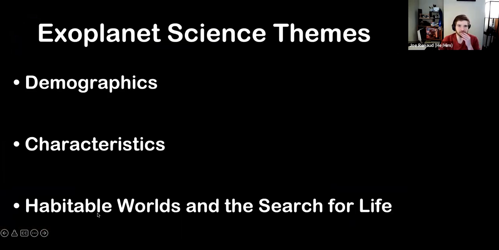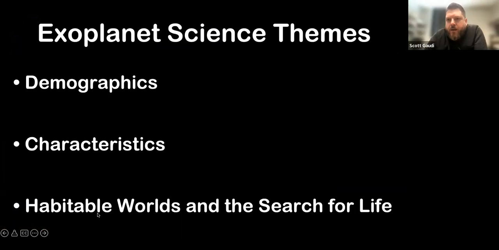Okay, so I like to think of exoplanet science themes as being in three broad categories. One is just demographics of planets: where planets live in the parameter space of mass and period of the planet, or radius and semi-major axis, and also the kinds of host stars that they orbit. Just a rough census of where exoplanets live and what their distributions are.